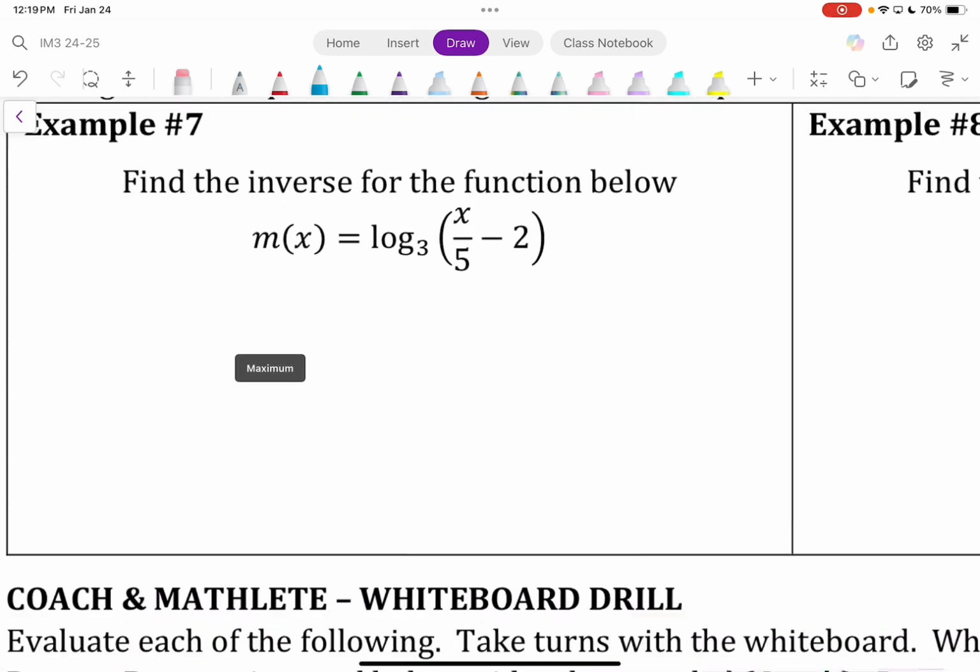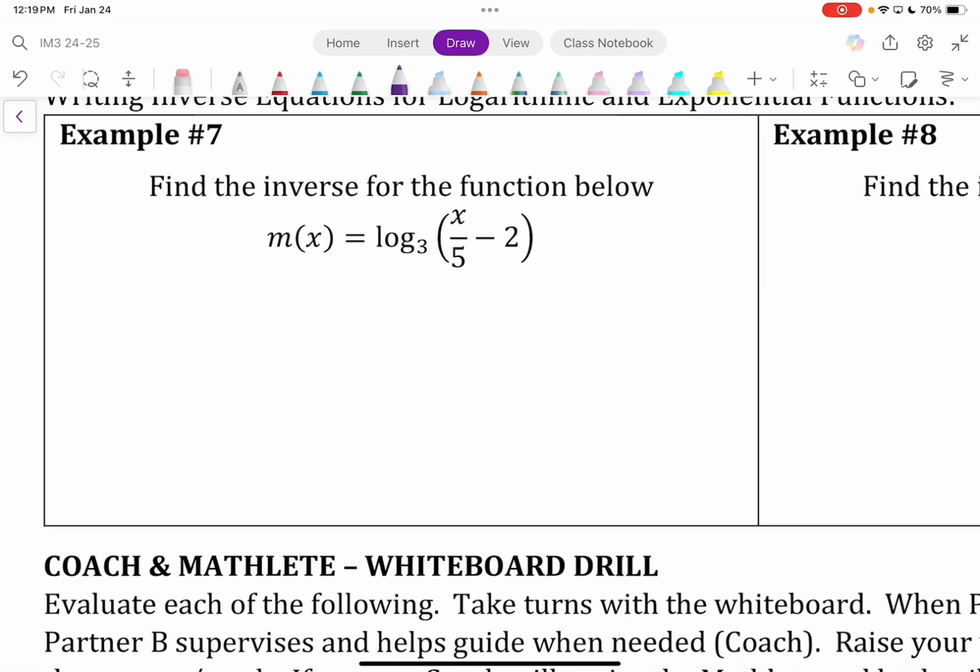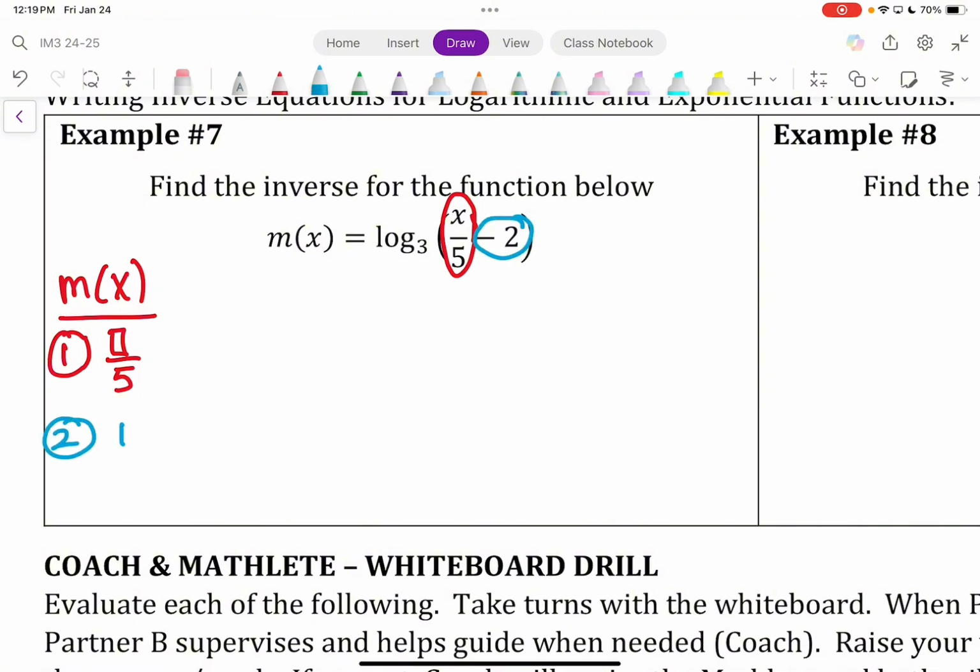Anyway, so number 7, find the inverse of the following function. Number 7, step 1, x minus 5, or x over 5. So we're going to make our table, m of x, step 1, is box over 5. Step 2 is minus 2. And step 3 is the logarithm.